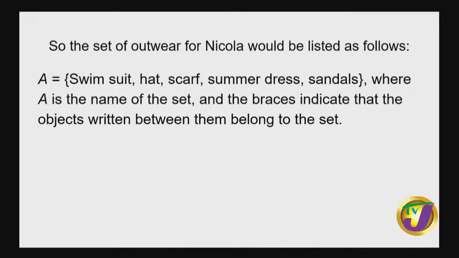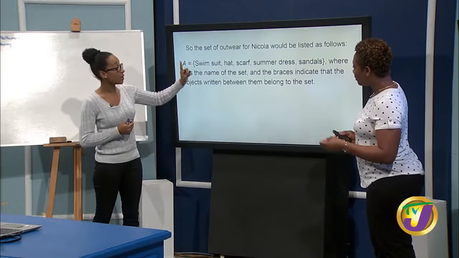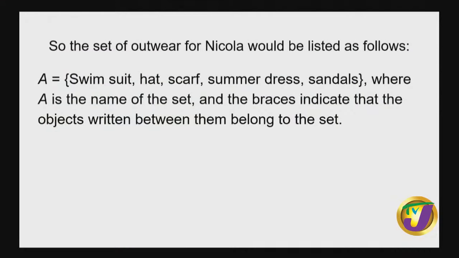Exactly. Where A is the name of the set, and the braces indicate that the objects written between them belong to the set. So we now know that set A has all the items that Nicola would have in her outwear for the summer. But we were asked another question: how many elements were there in this set? So let's count. Swimsuit is 1, hat 2, scarf 3, summer dress 4, and sandals 5. So we have 5 elements in this particular set.